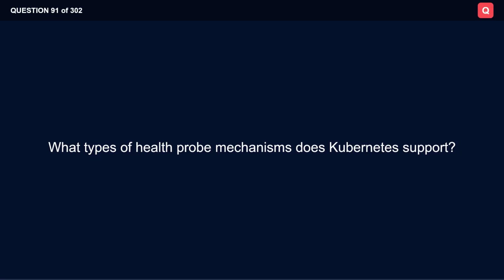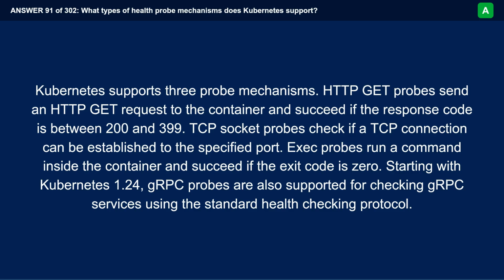What types of health probe mechanisms does Kubernetes support? Kubernetes supports 3 probe mechanisms. HTTP GET probes send an HTTP GET request to the container and succeed if the response code is between 200 and 399. TCP socket probes check if a TCP connection can be established to the specified port. Exec probes run a command inside the container and succeed if the exit code is 0. Starting with Kubernetes 1.24, gRPC probes are also supported for checking gRPC services using the standard health checking protocol.